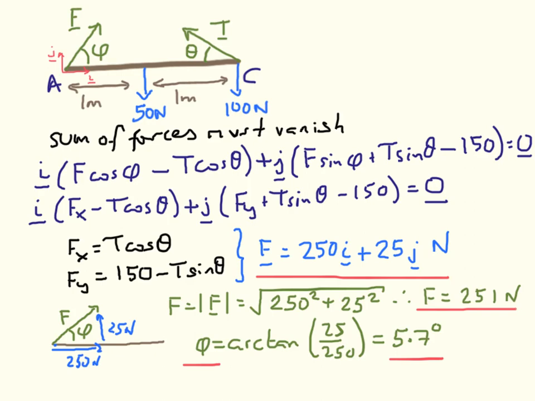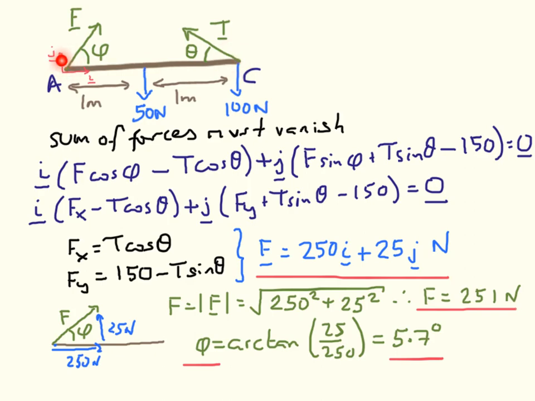And if you want to do a partial check of our result here, one thing you could do would be to say, well, imagine we were to take moments about C. This force and this force would not have a moment about C because their lines of action go through the point. This force has a moment about C, and the force is acting perpendicularly to this line, and the distance is 1 meter, so the moment of this is going to be 50 times 1, and it's positive, so that's got a moment of 50 newton meters about C.